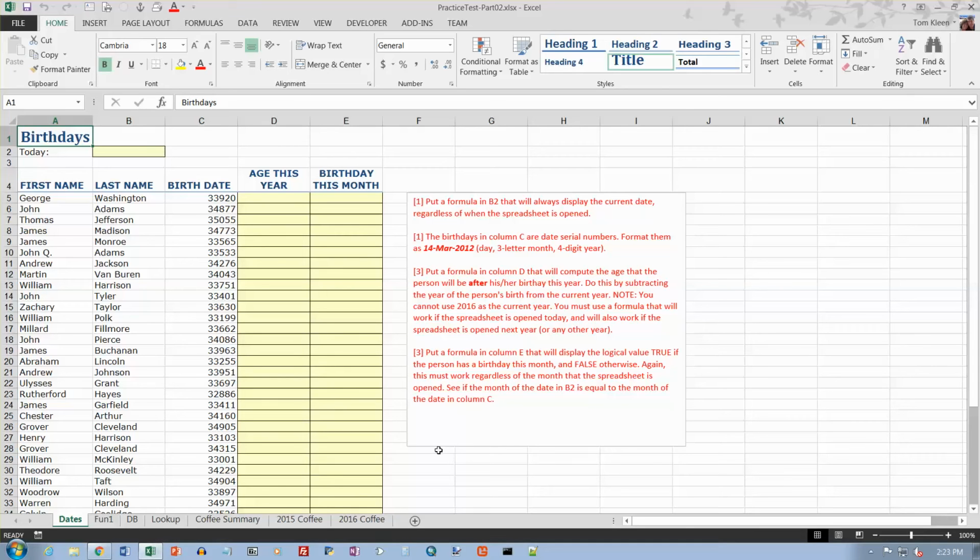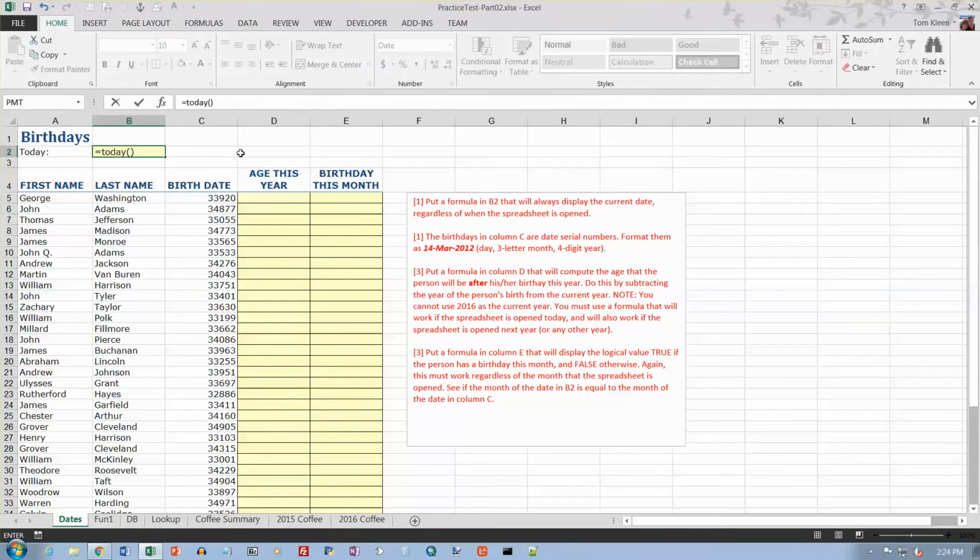Okay, this is the practice test for part 2 of Excel, and we've got some date stuff going on here on the first tab. We want to put a formula in B2 that will always display the current date regardless of when the spreadsheet is open, and that is the today function. No arguments, just a pair of parentheses.